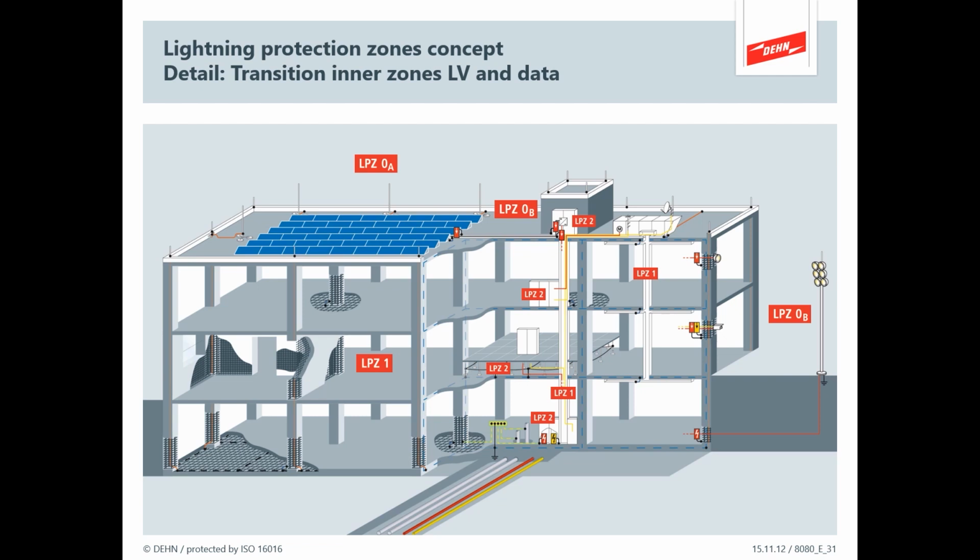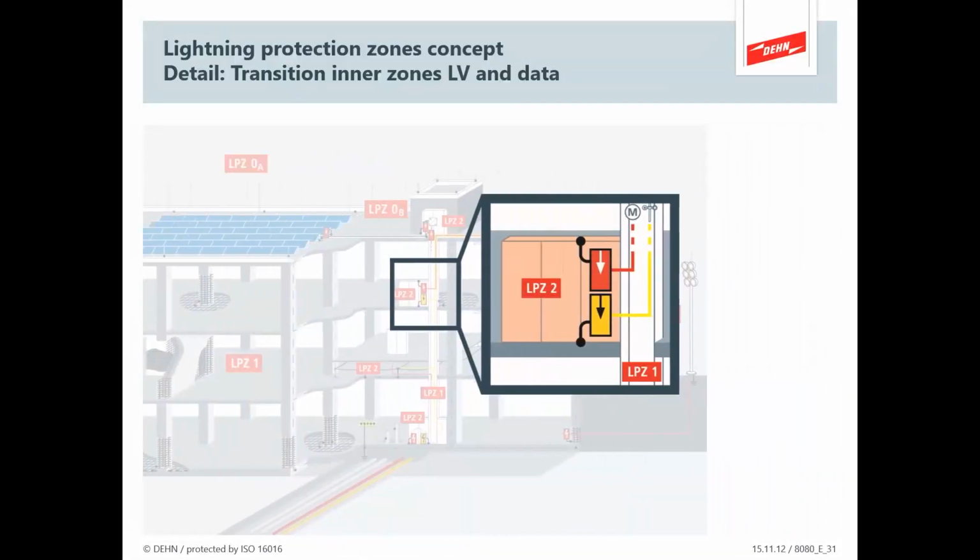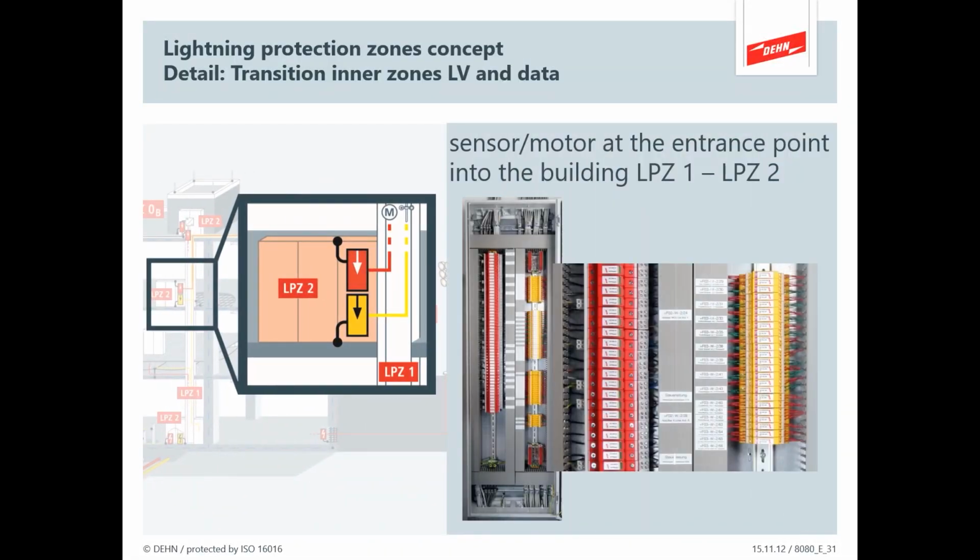Now we're going to look at another application, and in this particular case, this is a very common one. I've done quite a few of these recently, where we've got an MCC, a motor control center, controlling all the plant on the roof. This will be typically installed on a level below the roof line, though an external plant room is another example. So we're coming from a protected area within the building, so it's LPZ1 to 2.